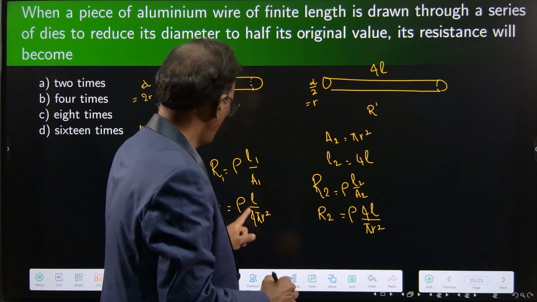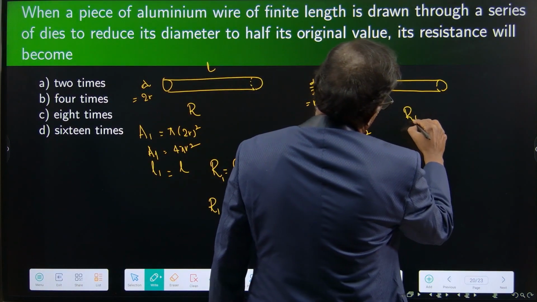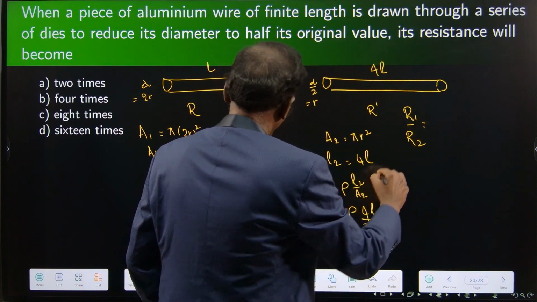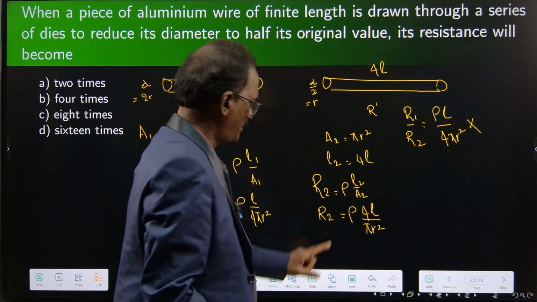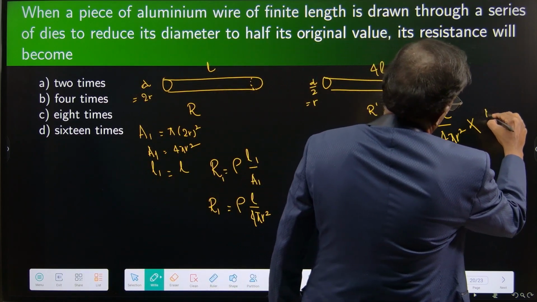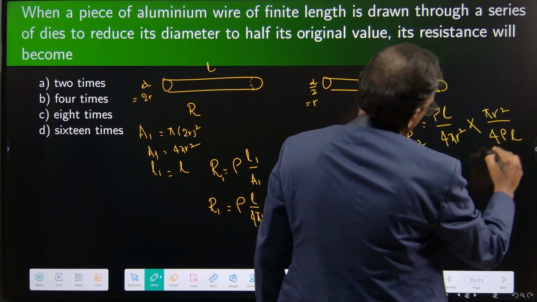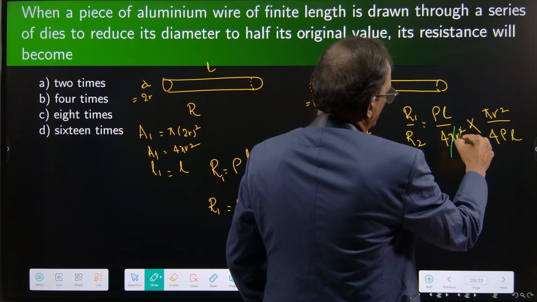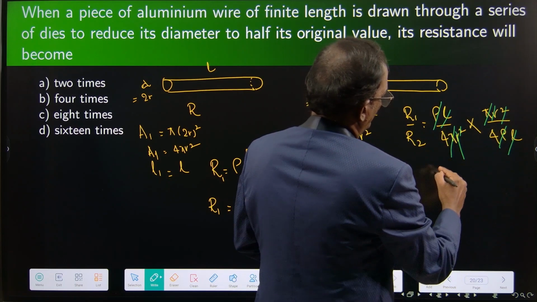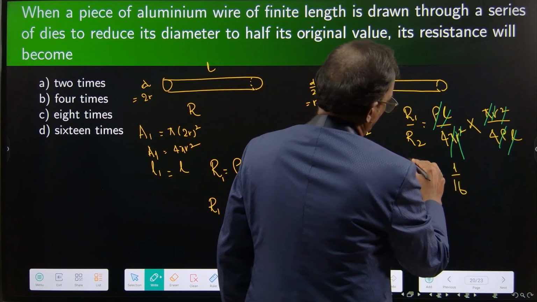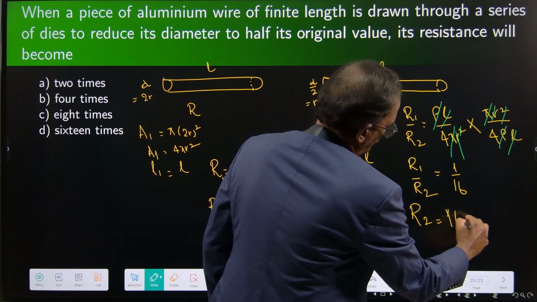R2 is in question, rho L by 4 pi R square. Taking the ratio R1 by R2: rho L by 4 pi R square multiplied by pi R square divided by 4 rho L. So pi R square will get cancelled, rho L cancelled. So this will be 1 by 16. So R2 is equal to 16 R1.